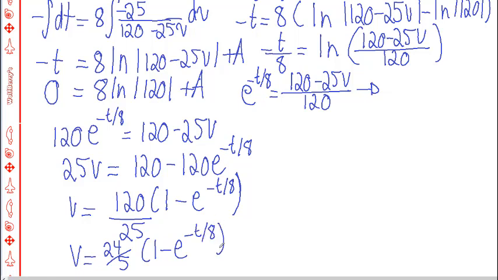Now the question wants to know the speed of the boat after 10 seconds. So all you do is substitute 10 into this equation and solve. Once you've done that, you will get a value of 3.42 meters per second.